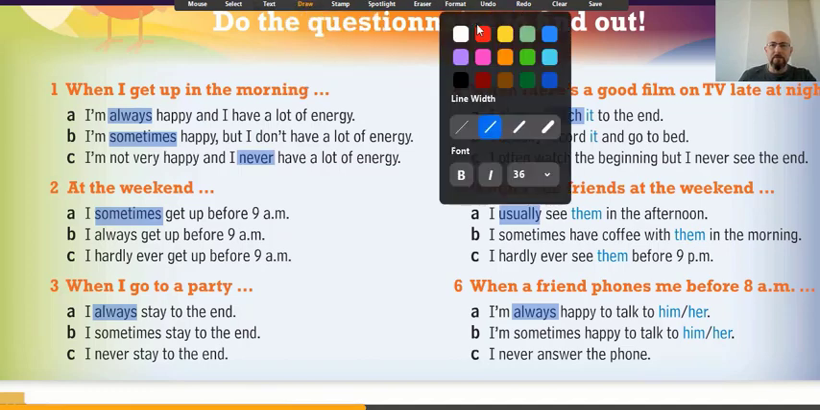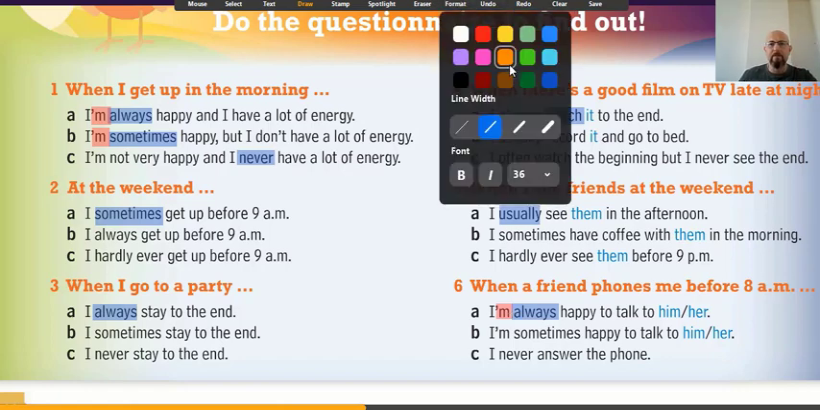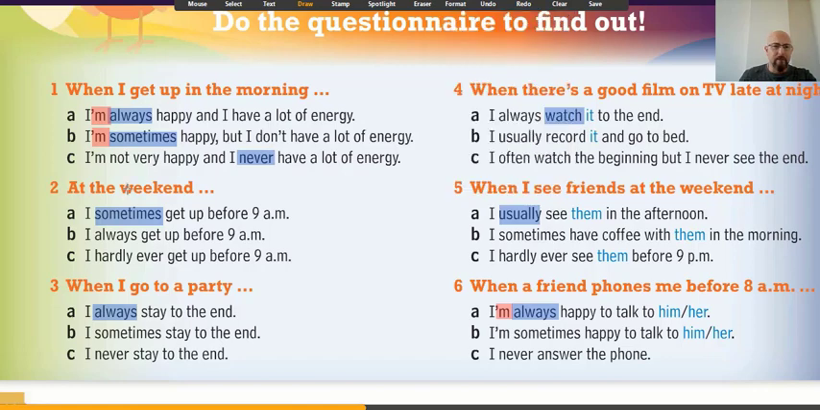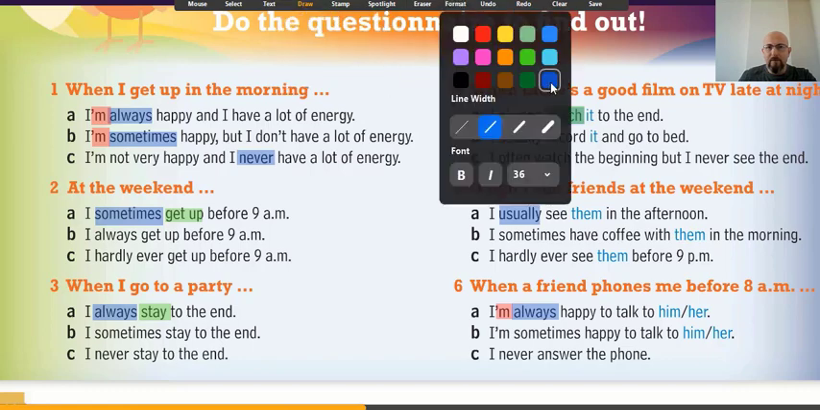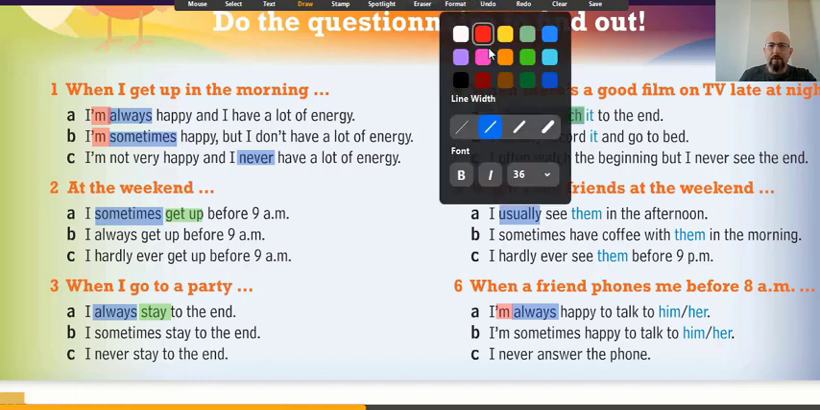Verb to be, let's change the color here. And we'll see verb to be, am. And here, the same, am. And let's see the other verbs. Get up. Stay. And oh, here, sorry, here we have watch. Watch is the verb. That was a mistake, sorry. And let's write it here, always.